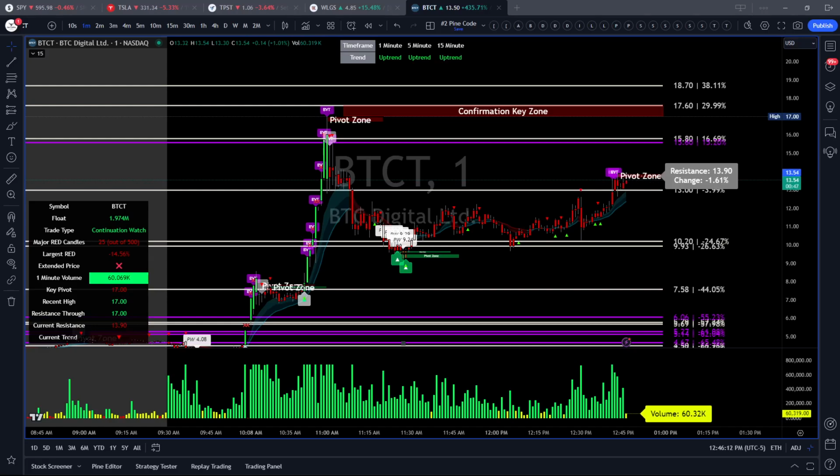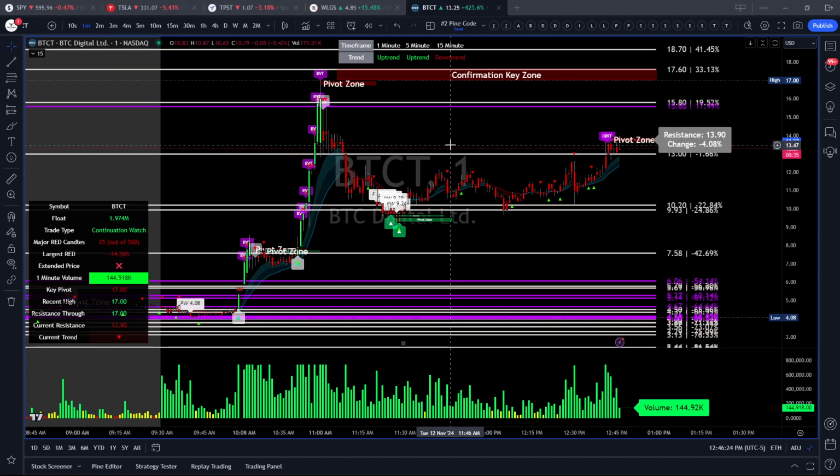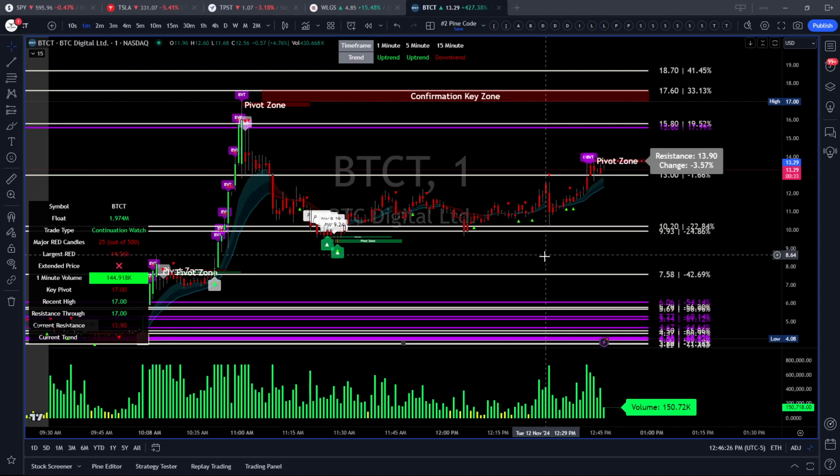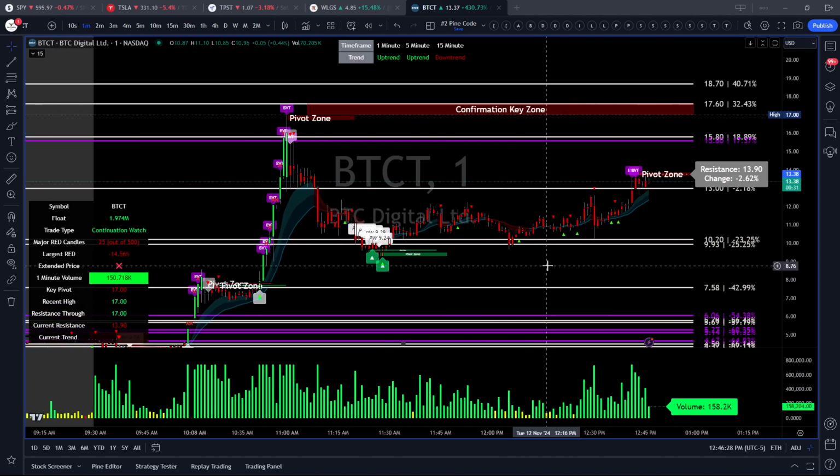We have got ourselves a runner. This stock has gapped up over 184% just since open, and it's up even more than that since close yesterday. Guys, BTCT, we're going to break down this chart. Right now, it looks pretty wild, right, with all these lines, levels, and everything.